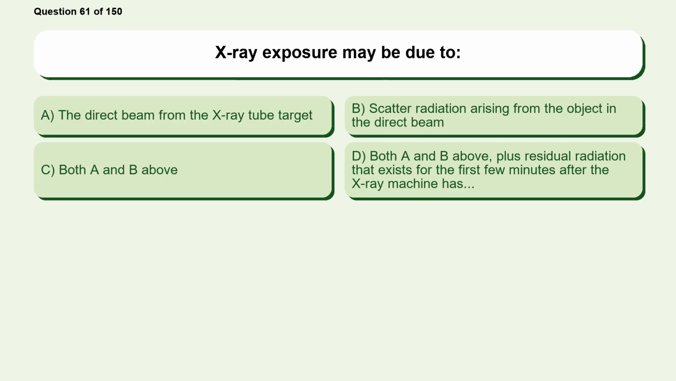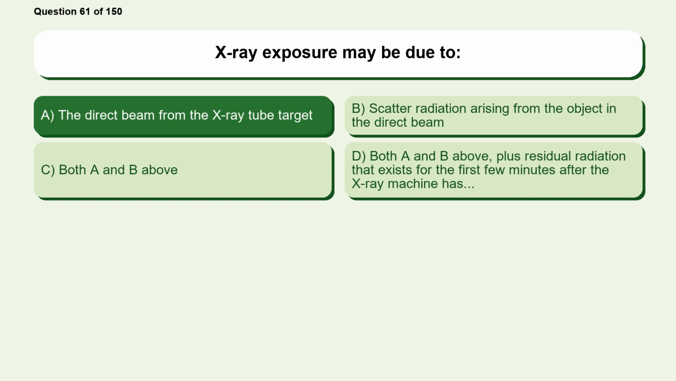Question 61. X-ray exposure may be due to: Option A, the direct beam from the X-ray tube target. Option B, scatter radiation arising from the object in the direct beam. Option C, both A and B above. Option D, both A and B above, plus residual radiation that exists for the first few minutes after the X-ray machine has been turned off. The correct answer is option A, the direct beam from the X-ray tube target.